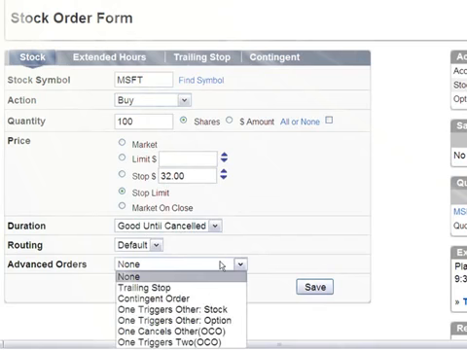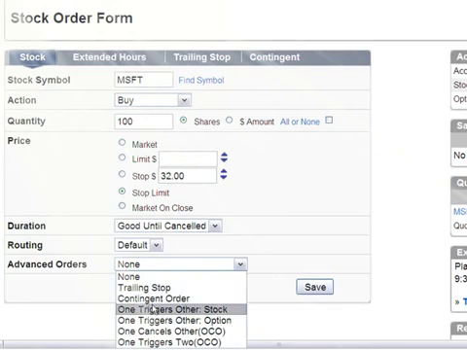Advanced orders, I should just say again, I don't particularly use these advanced orders. The first one says trailing stop, if you want to trail your stop loss automatically. Now, I would like to say that I don't automate my trailing stop losses. I do use a trailing stop loss, but I don't automate them using this function. I prefer to manually trail my stop loss.